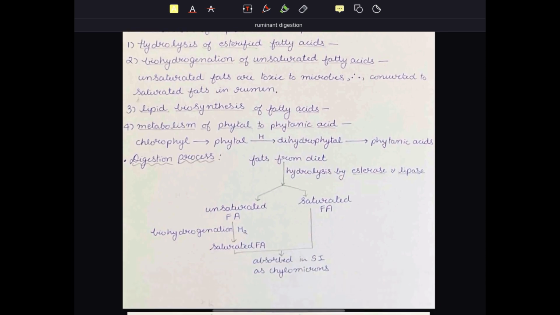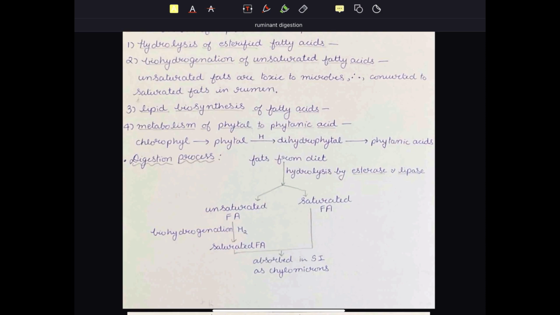Okay, then this fatty acid will go into the small intestine and it will be absorbed in the lacteals of the villi in the form of chylomicrons. And then this chylomicron will, via the portal circulation, transport the fatty acid to the liver, where the lipid biosynthesis of the fatty acids will occur.